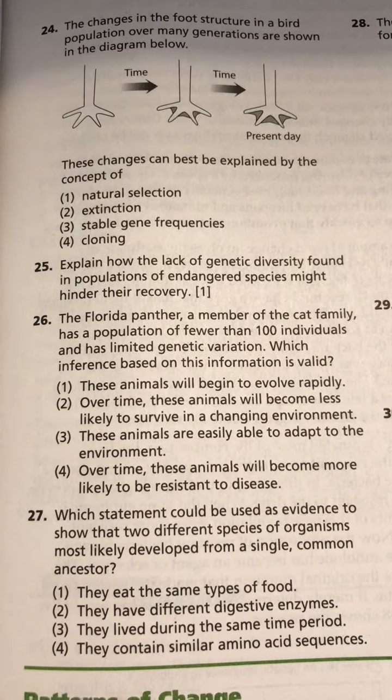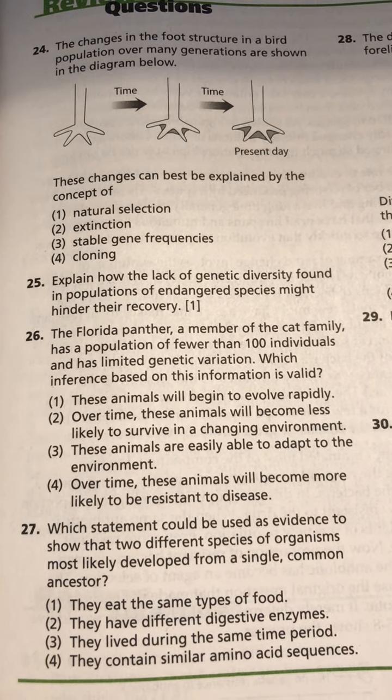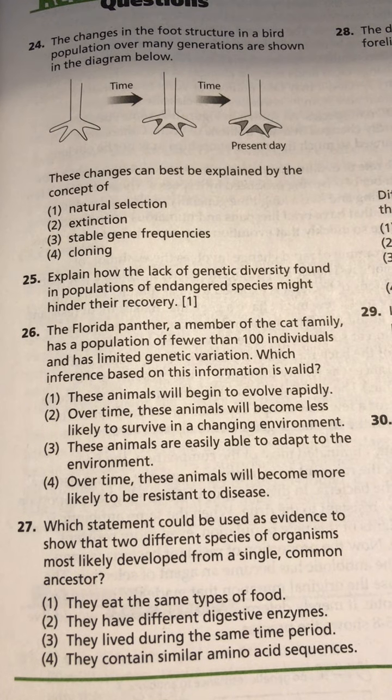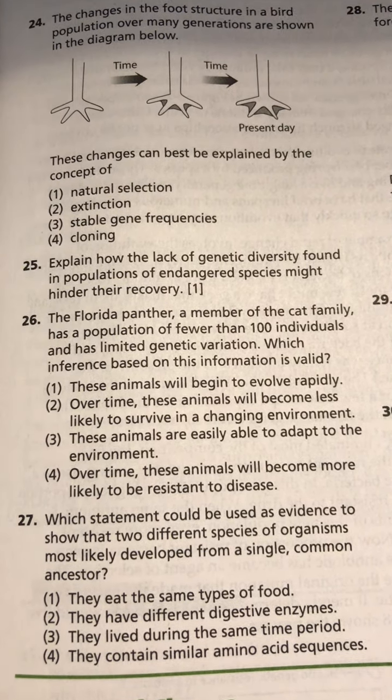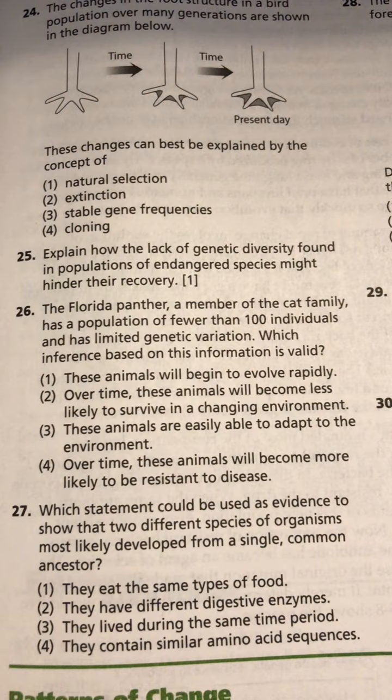Number 27. Which statement could be used as evidence to show that two different species of organisms most likely developed from a single common ancestor? They eat the same types of food.